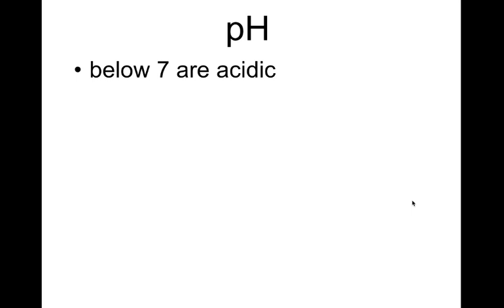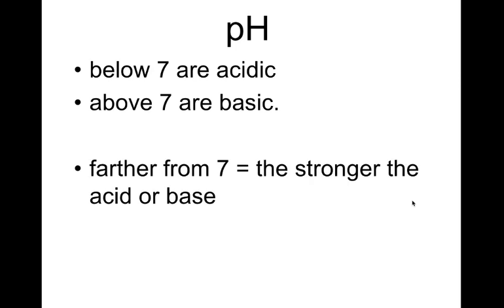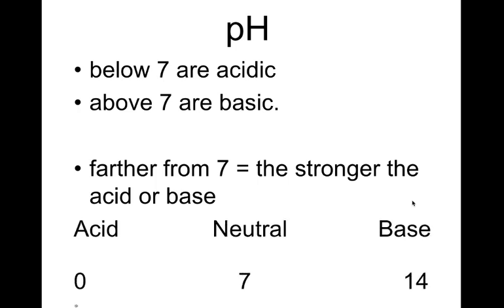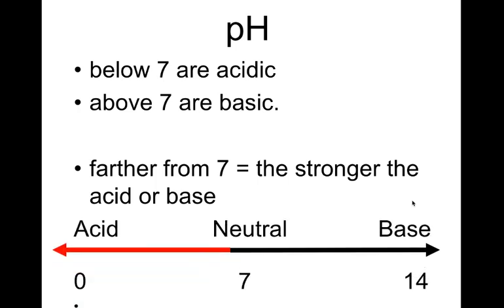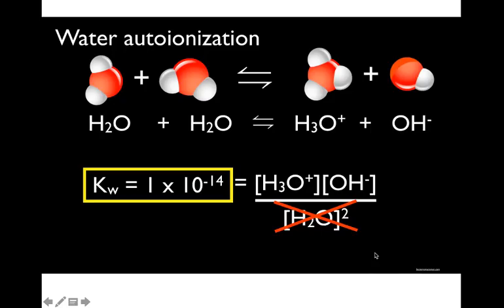As I indicated, below 7 on the pH scale is going to be acidic. Above 7 is going to be basic. And then the further from 7 that you go, the stronger the acid or base will become. So when you look at this here, neutral is 7, acids go this way, bases go that way.